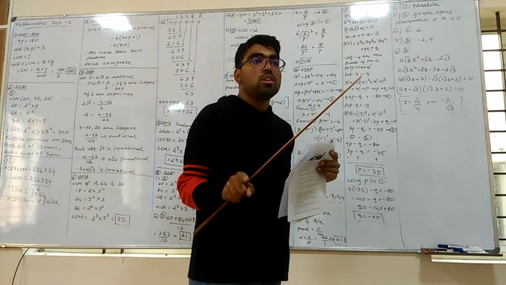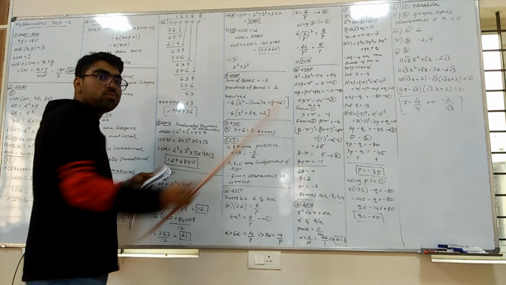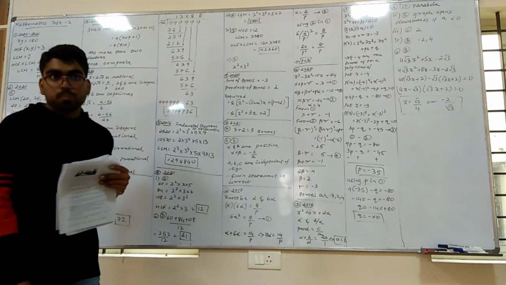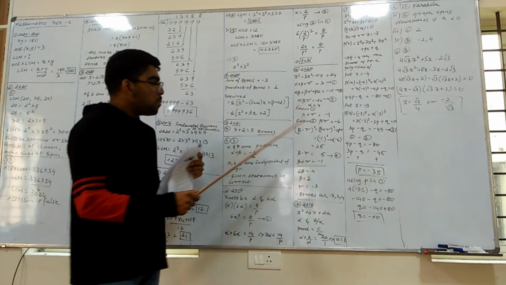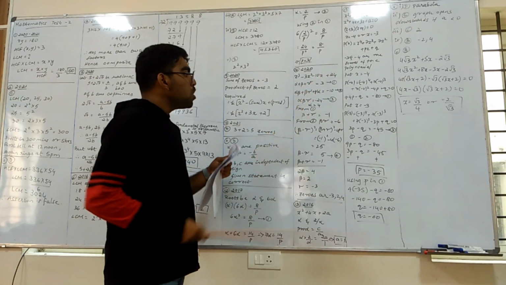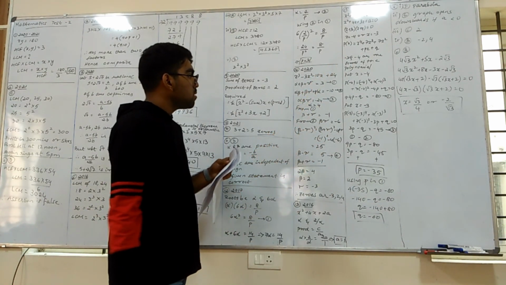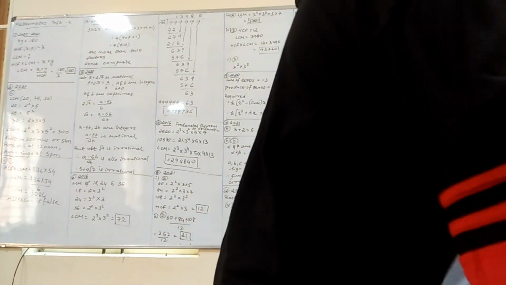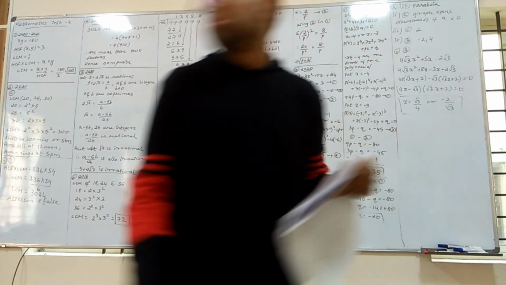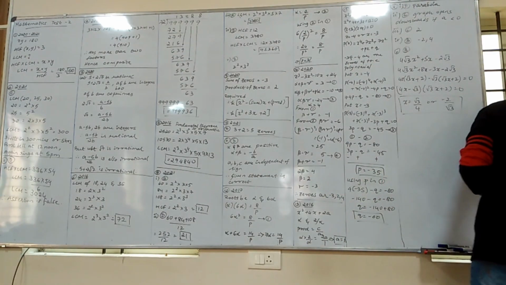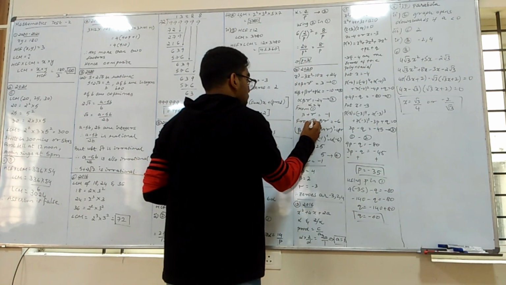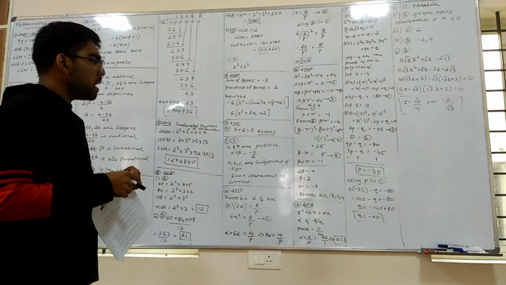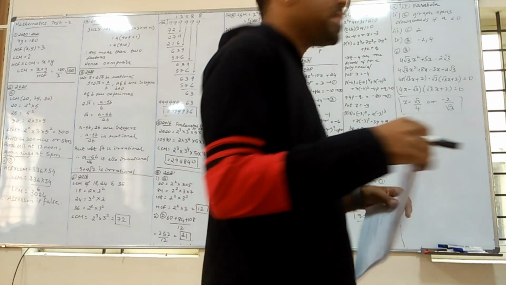So you know one of the roots is 4. Alpha is taken as 4. When you put alpha as 4 in equation 1, you get beta plus gamma is equal to minus 1. When you put alpha equal to 4 in equation number 2 and equation number 3, you will get beta into gamma is equal to minus 6.